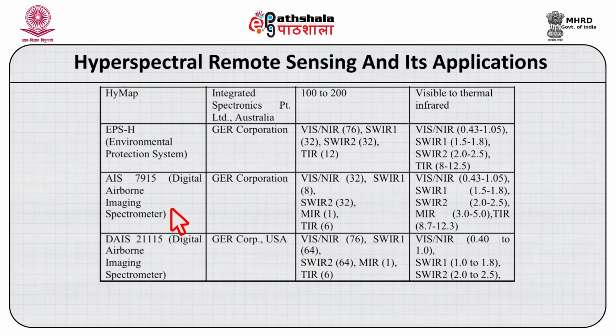One I would like to mention more is the second last row of table 1, DAIS, Digital Airborne Imaging Spectrometer, that is again a US product, where the visible region, near infrared region and short wave infrared region are used. And the beauty is that it also senses in the thermal infrared region. So out of so many hundreds of bands, visible near infrared is 76, as in the bracket you can see in the table, short wave infrared region 1 is 64, short wave infrared region 2 is 64, mid infrared region 1, and thermal infrared region 6. So these are the different bands which are being sensed in different spectral regions.